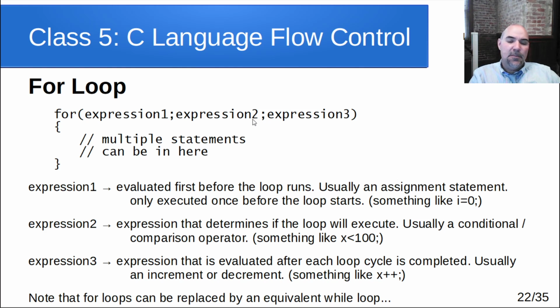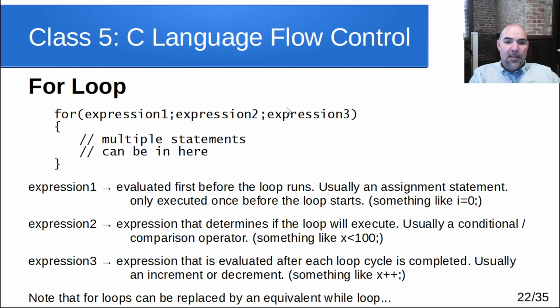Expression 2, the middle one, is what I like to think of as the while clause. So think of that as a while. That expression determines if the loop will execute or not, a lot like a while loop. So if this is false, none of this will happen. If this is true, it'll enter the loop, just like with a while. And usually that's some kind of comparison, a conditional that produces 0 or non-zero, but it could be any expression that produces a value, just like a while loop. So normally it's something like x is less than 100.